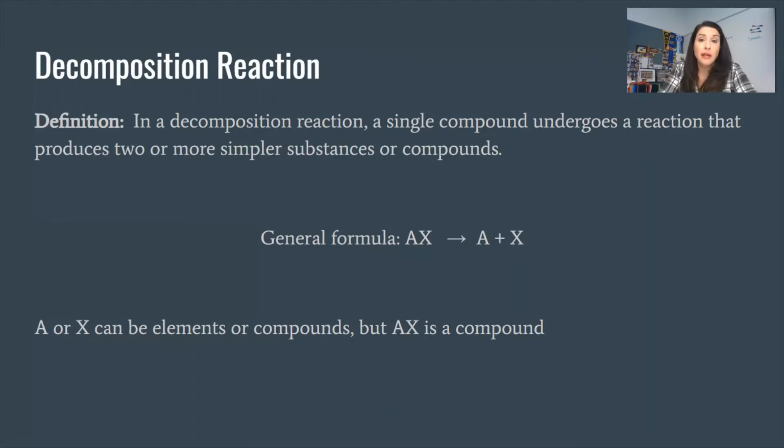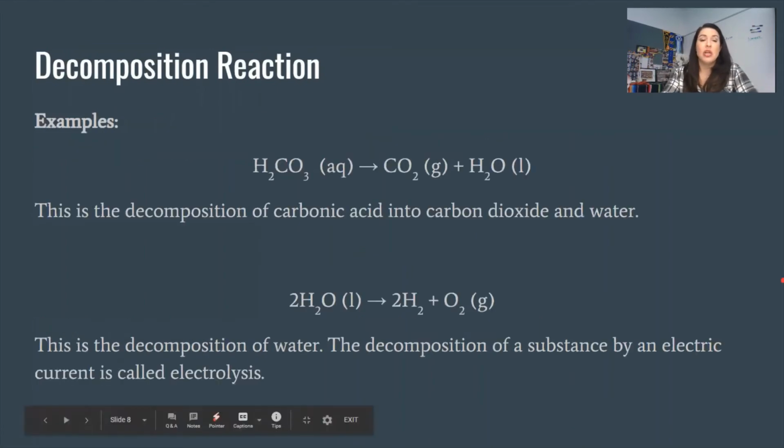A general formula with A and X as placeholders for real elements is taking something like AX, at least a 2-atom molecule, and breaking it apart into its more simple, smaller components. Remember, A and X can be elements or compounds, but this AX that you start with must be a compound composed of 2 or more different types of elements.